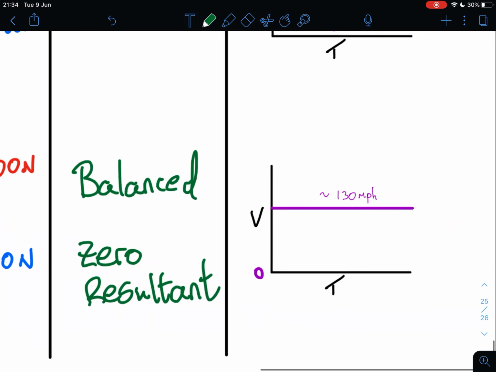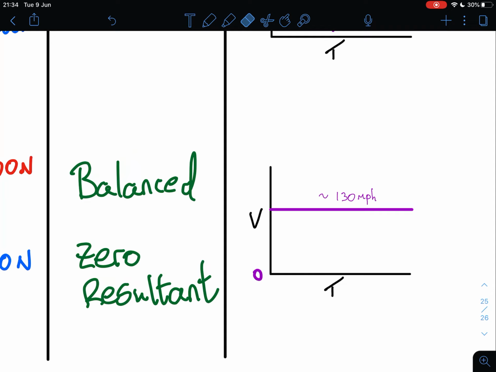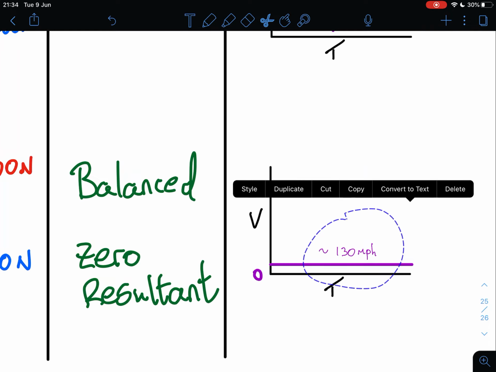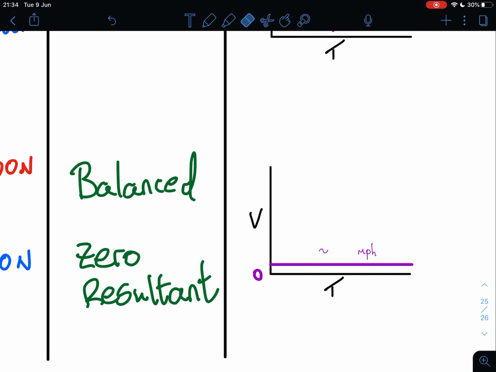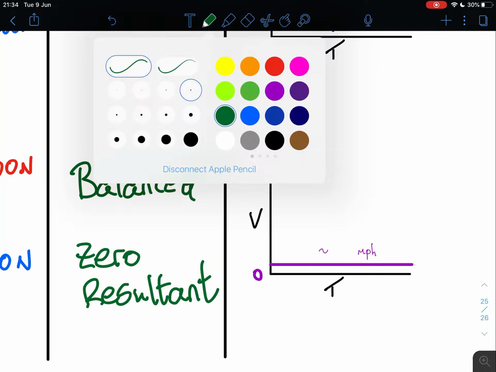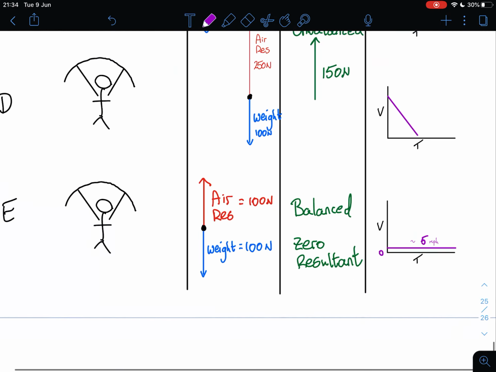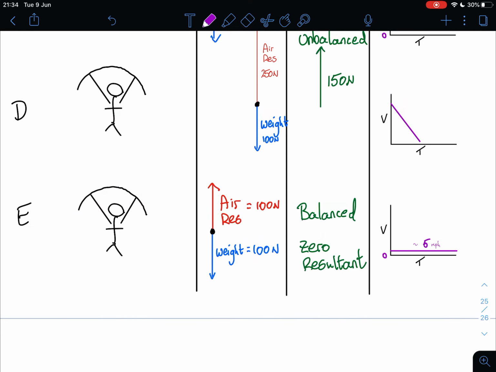So we have that, but this time that line has shifted. It's not 130 miles an hour anymore. It's down to here, 5 miles an hour, and it's not 130. It's about 5. So that is freefall from start to finish.